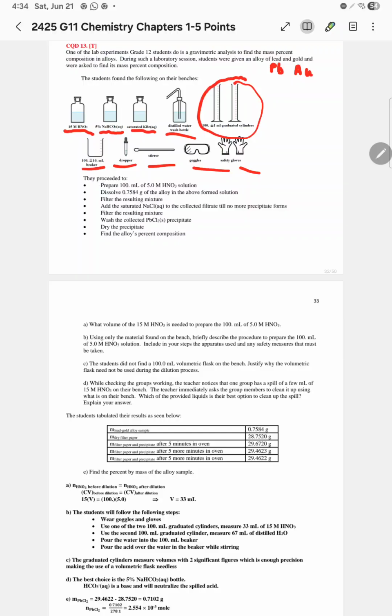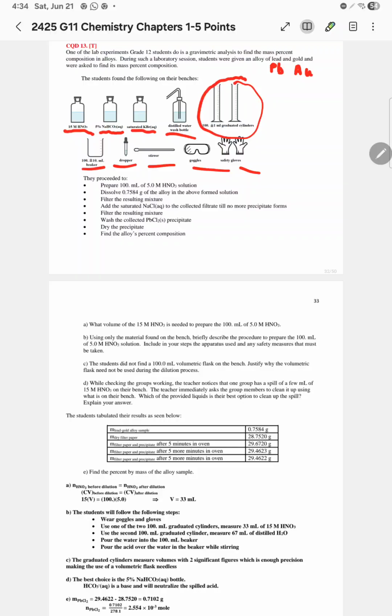They filtered it, and then they added saturated NaCl, which means that the NaCl is in excess in the solution, to the collected filtrate till no more precipitate forms. Yeah, they kept adding until no more solid forms, till the NaCl is in excess. Filter the result, then they washed it, they dried it, and they found the alloy percentage.